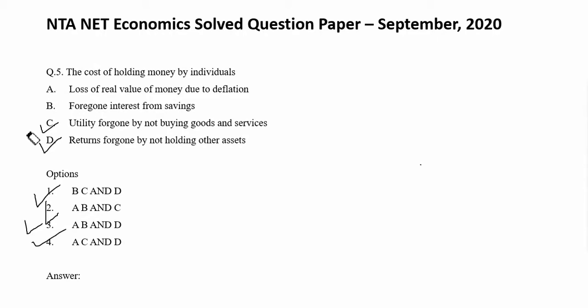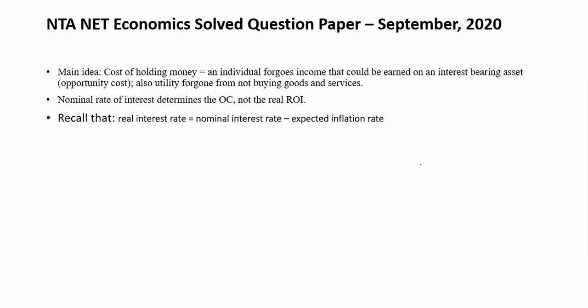Let's find this out by looking at the terminology, and we'll understand what the cost of holding money is. So what is the idea? The idea is that the cost of holding money is what an individual forgoes, the income that he's foregoing that could be earned on an interest bearing asset. So this is called the opportunity cost, right? The opportunity cost is the next best alternative. It's very important. Opportunity cost is the next best alternative.